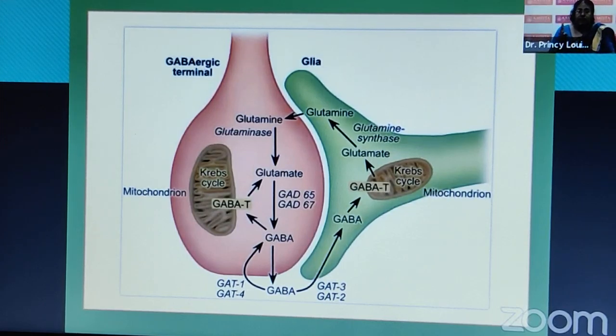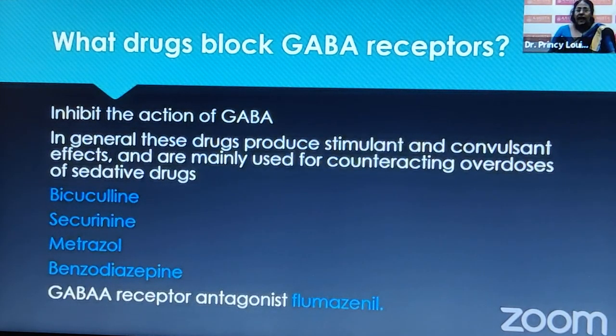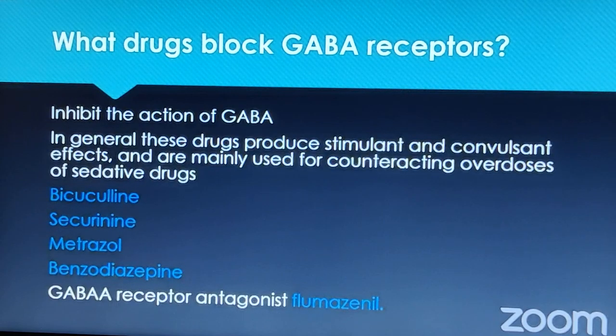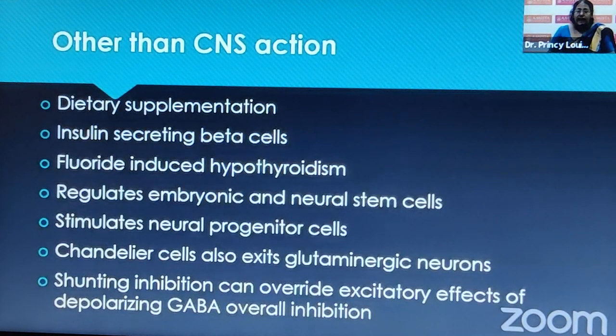There are four types of GABA transporters. One and four are in the presynaptic membrane, and the other two are present in the glial cells. And where does GABA act, and what are the drugs that act? Benzodiazepines, picrotoxin, all your anti-epileptics have a position there. Some of the inhalational and many of the parenteral anesthetic agents, propofol and etomidate, the neuroactive steroids, all these are acting at the various parts. So we have bicuculline, strychnine, metrazol, tetrazole, all these are inhibitory agents.